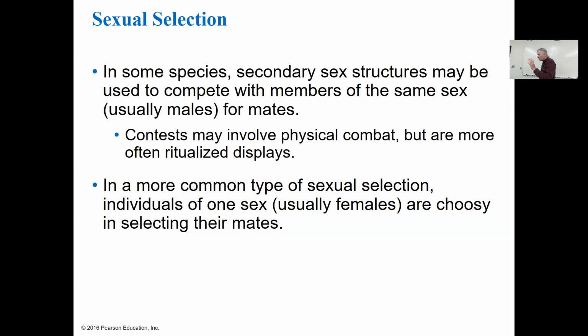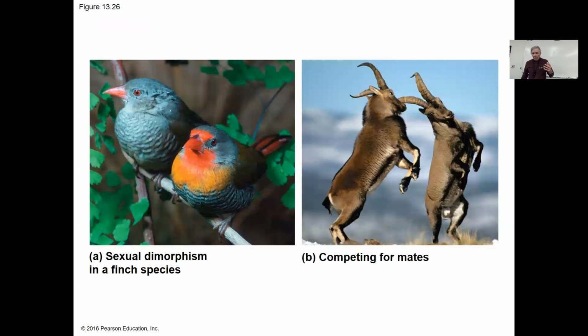Okay. In a more common type of sexual selection, so that's sexual selection also, but it's combat or comparison between males. The more common type is that individuals of one sex, usually females, are choosy in selecting their mates. They want males that look in a particular way, right? And if they don't look in a particular way, they're not going to be mating with the female. So there's sexual dimorphism in a finch species. The more colorful one is usually the male, or competing for mates within these antelope here.